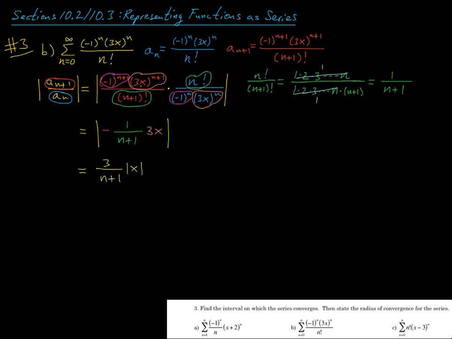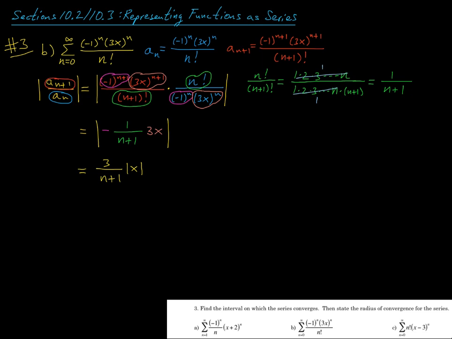And (-1)^{n+1} divided by (-1)^n, that's just -1. n factorial over (n + 1) factorial, well, we've seen this now a number of times. Get all this nice cancellation, so we just get a 1 over n + 1. And then (3x)^{n+1} over (3x)^n, that's just 3x. All right, so I have this absolute value here, so I can drop the negative, pull out the 3 over n + 1, and the absolute value stays on the x.